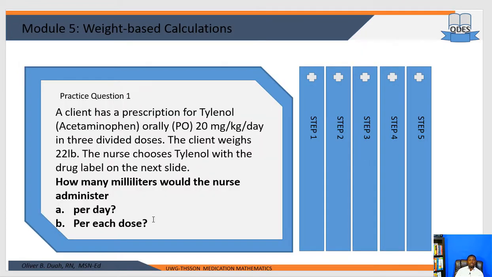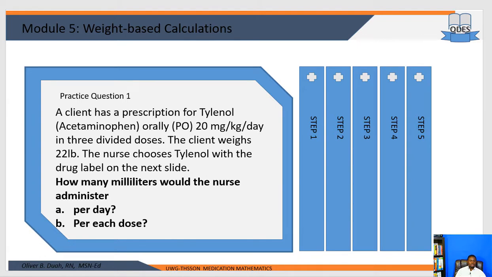Now that we have worked through some weight conversions, let's do an example of a weight-based calculation. A client has a prescription for Tylenol orally, 20 milligrams per kilogram per day in 3 divided doses. The client weighs 22 pounds. The nurse chooses Tylenol with the drug label on the next slide. How many milliliters would the nurse administer per day and then per dose?